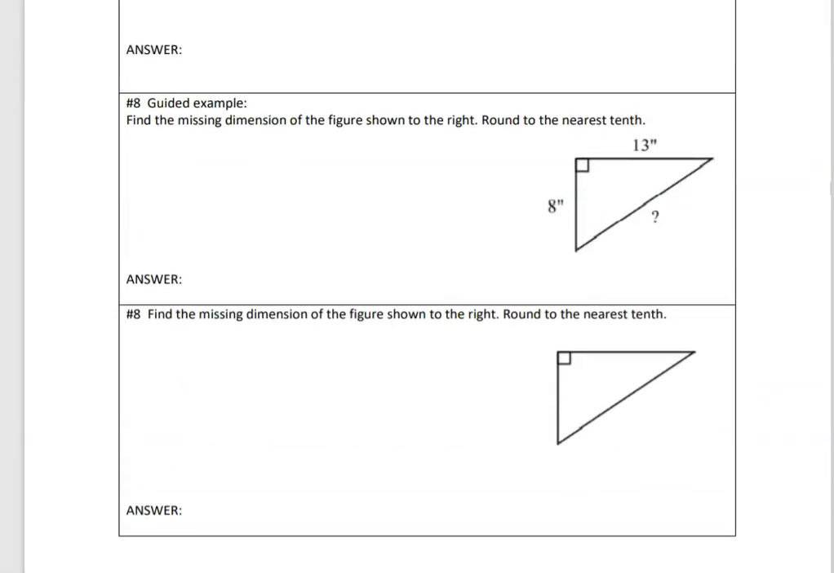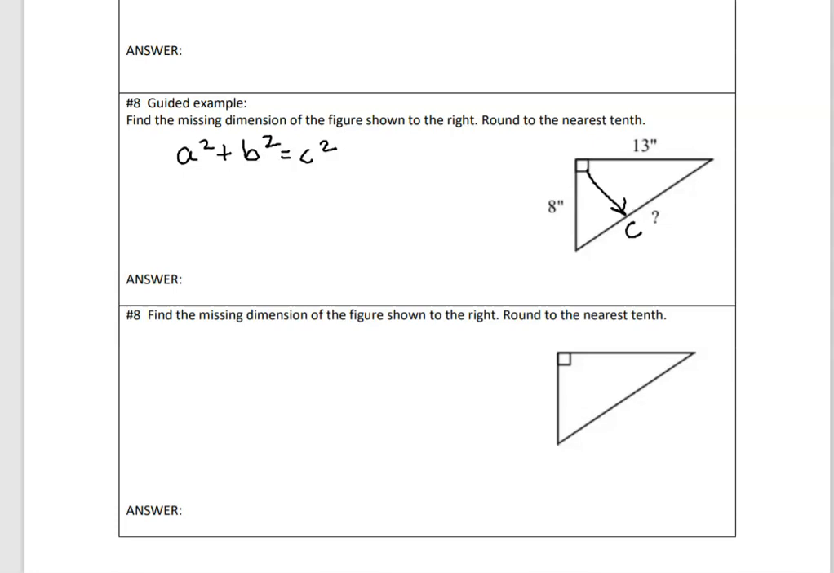Find the missing dimension of the figure shown to the right. Round to the nearest tenth. Okay, so both of these are in inches, and this is a right triangle. So you use something called the Pythagorean theorem. A squared plus B squared is equal to C squared. Okay, C is always the hypotenuse, and the hypotenuse is always across from your right angle. So this is going to be C.